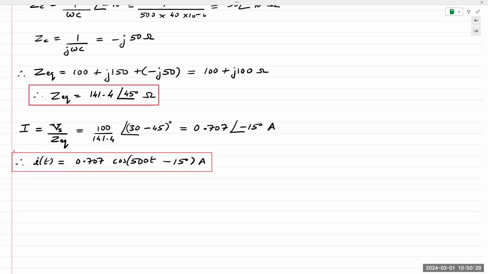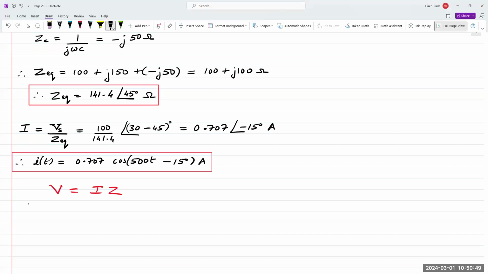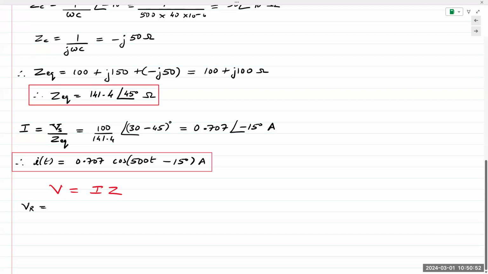Okay, simple application of Ohm's law, right? I equals voltage divided by the total impedance. And now you apply Ohm's law again to find the voltage across each one of those, where V equals IZ. So I can write: phasor for VR is I times R. Phasor for VL, the inductor voltage, is simply I times ZL. And for VC is I times ZC.